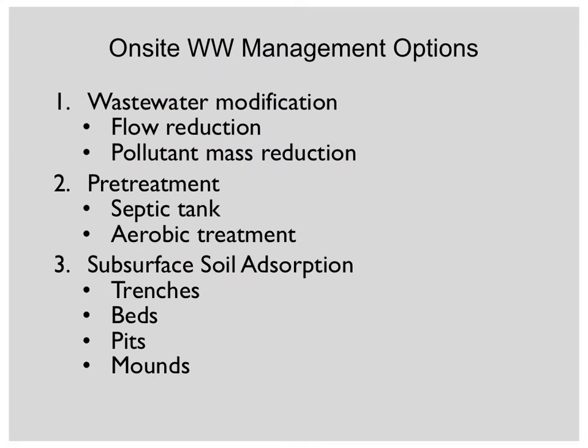When we think about on-site wastewater management options, we can essentially go through a series of steps. First, we can think about wastewater modification, where we can have flow reduction. An example of this would be low flow toilets. If we think about pollutant mass reduction, we can think about separating septage from black water.